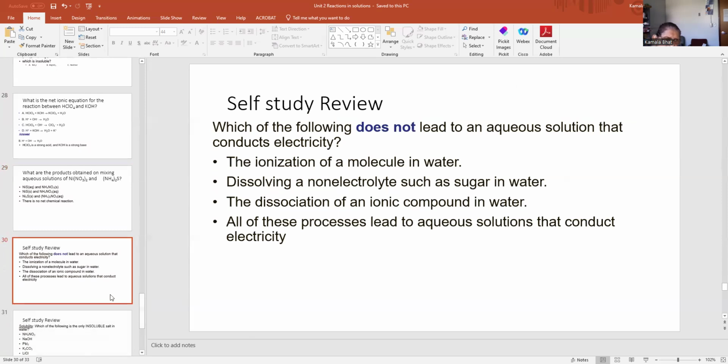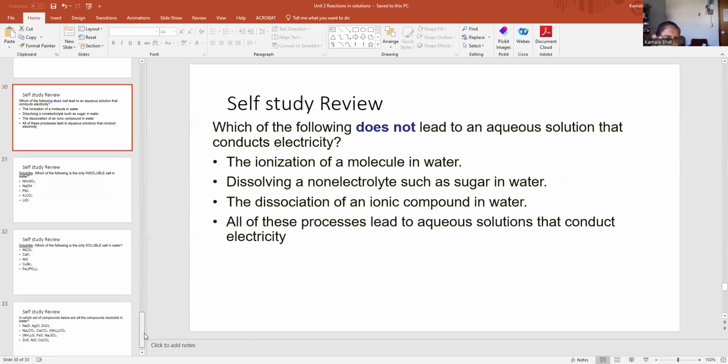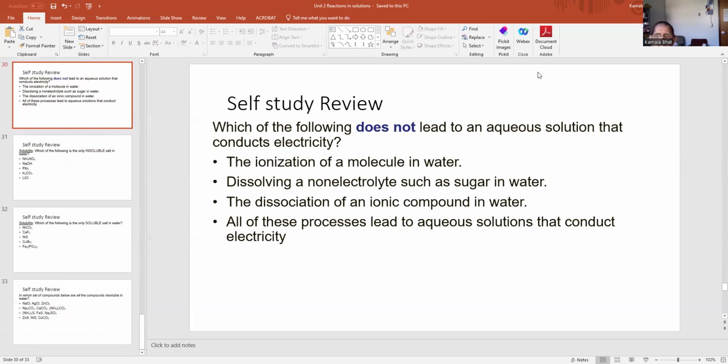After this, you get self-study questions. Solve them so that you understand the various concepts. And with that, I'm going to stop the share. Shortly we will start unit number 3, acids and bases.